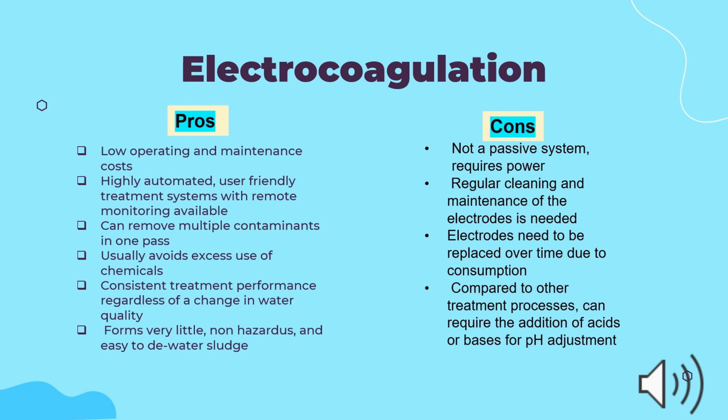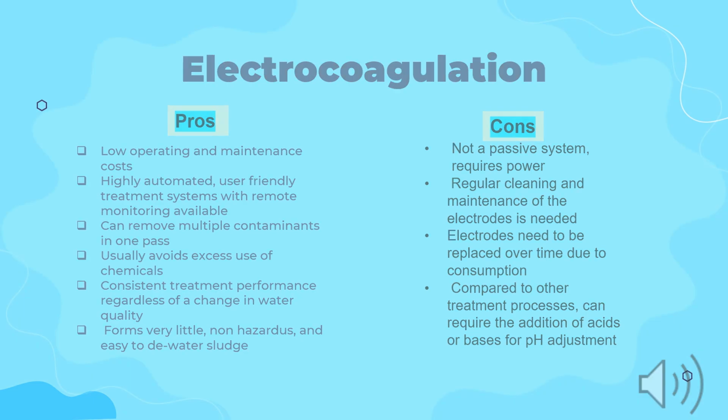Okay, now let's take a look at the cons of electrocoagulation. So the first con is that it is not a passive system, so it requires power. Secondly, regular cleaning and maintenance of the electrodes is needed. Next, electrodes need to be replaced over time due to consumption. Lastly, compared to other treatment processes, it can require the addition of acids and bases for pH adjustment.